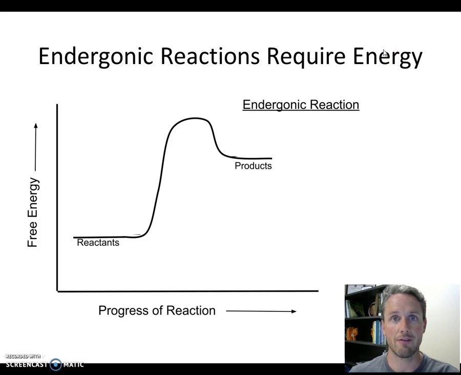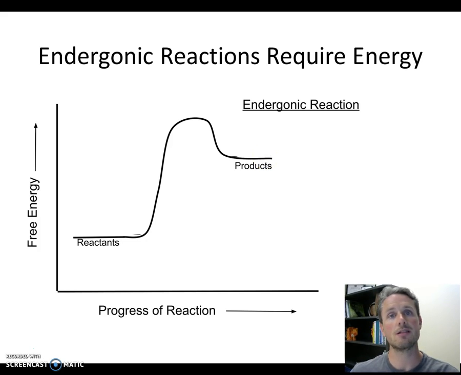So let's look at the graph for this reaction. Again, here are the reactants that we will begin with. They have a certain amount of energy in them. As we proceed from left to right, we're going to proceed through the chemical reaction, and we end up with these products. The products now have a higher amount of energy than the reactants began with.